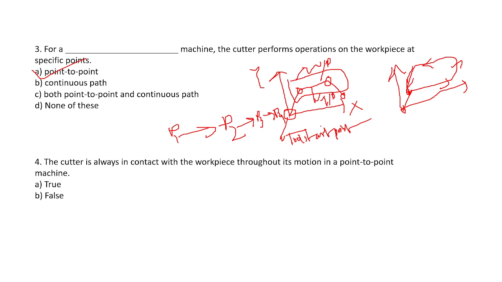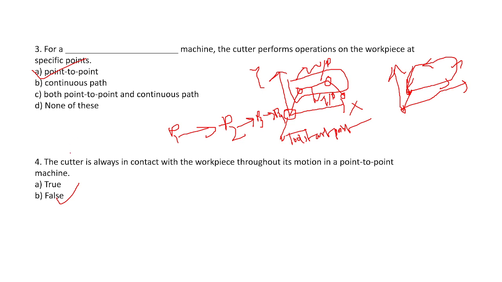So here, the statement given is that the cutter is always in contact with the workpiece throughout its motion in a point to point machine. Obviously it's a false statement, because the cutter moves from one point to another to perform a specific operation on the workpiece. So as he said rightly, sir, during that motion there are instances when the cutter is not in contact with the workpiece. Even you can take as an example a CNC drilling machine.